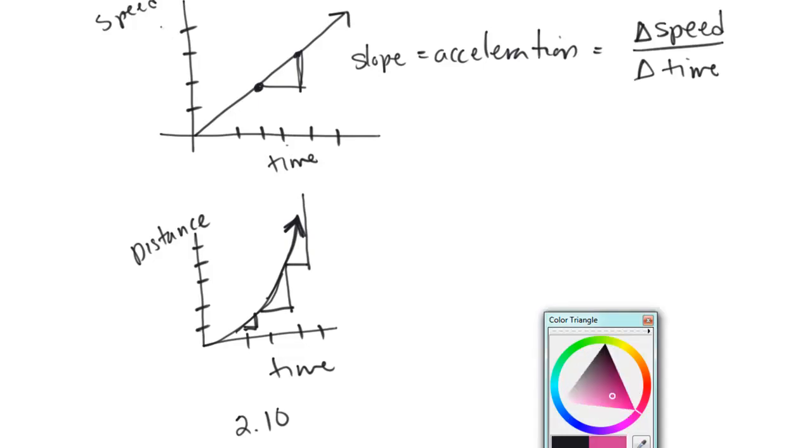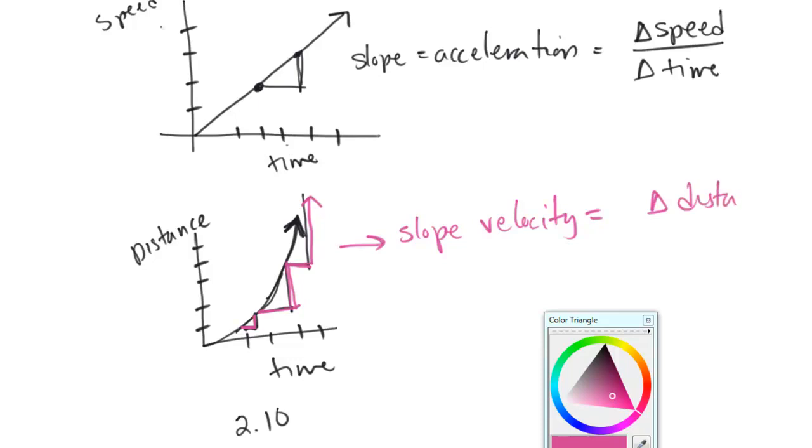Let me use something different. This is a very, very small slope. This is a bigger slope. This is a huge slope. Here, the slope is velocity, because, as you know, velocity is the change in distance over the change in time. So this means that there's an increasing velocity. So velocity is going up.